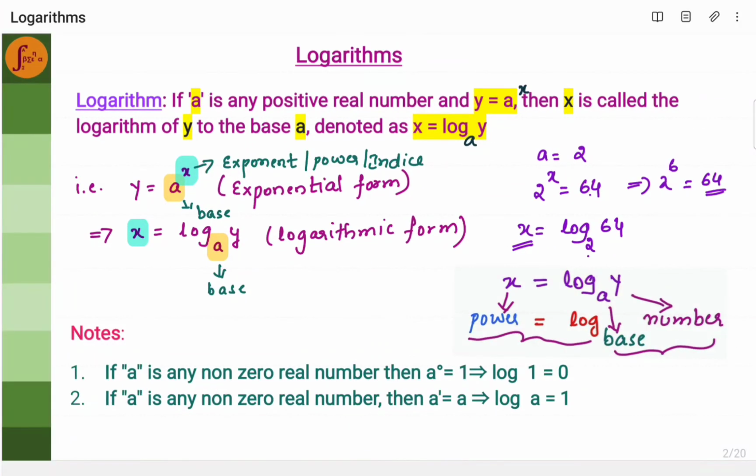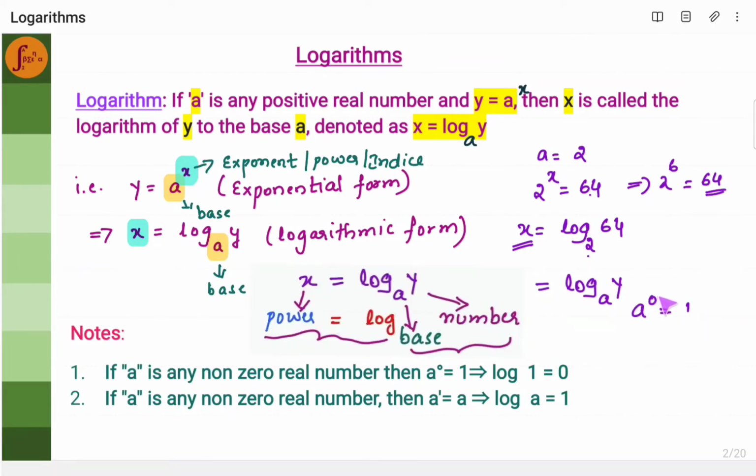Few more notes here. What is a to the power 0? A to the power 0 is equal to 1. Then how do we write it in logarithmic form? If a to the power 0 is equal to 1, this is our exponent. So 0 is equal to log base a of 1. This is how we write it. Basically, log a of 1 is 0. The other note is, what if a to the power 1 is equal to a? How do we write it in logarithmic form? A to the power 1 is equal to a.